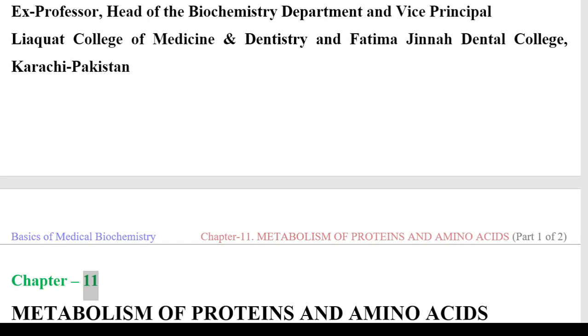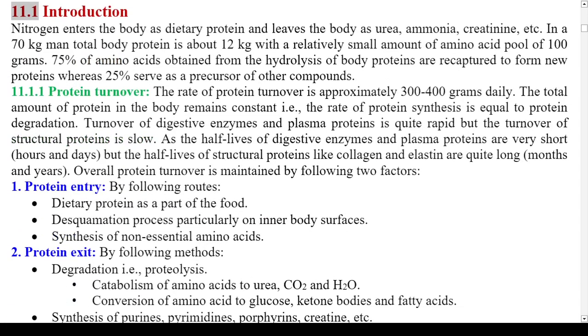Chapter 11. Metabolism of Proteins and Amino Acids. 11.1 Introduction. Nitrogen enters the body as dietary protein and leaves the body as urea, ammonia, creatinine, etc. In a 70 kg man, total body protein is about 12 kg with a relatively small amino acid pool of 100 grams. 75% of amino acids obtained from the hydrolysis of body proteins are recaptured to form new proteins, whereas 25% serve as a precursor of other compounds.